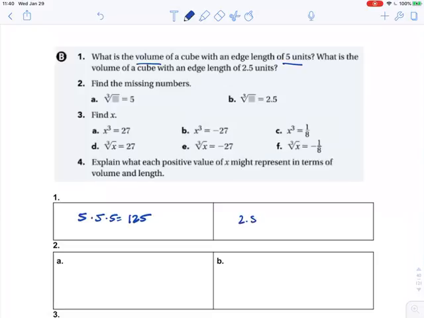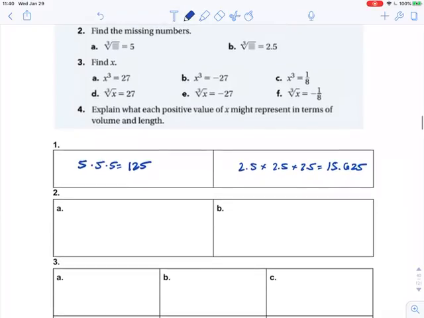Edge times edge times edge equals 15.625. That's your volume. Okay. If you need a calculator for this, feel free to use one. It's not a big deal. You are not losing points for using a calculator.